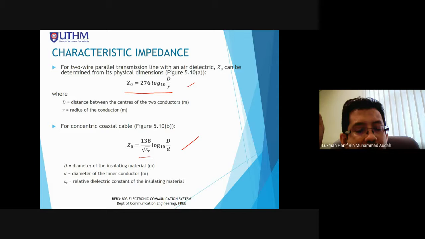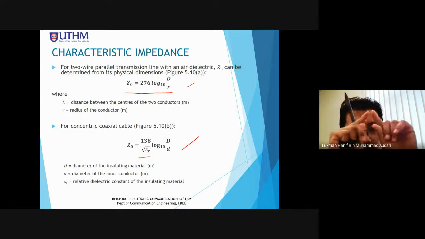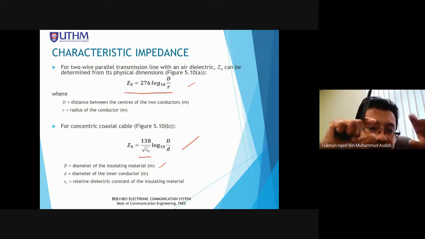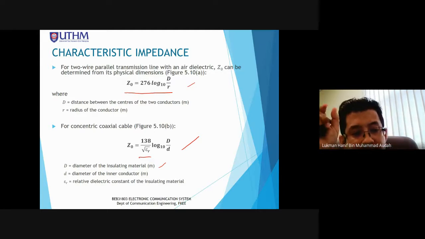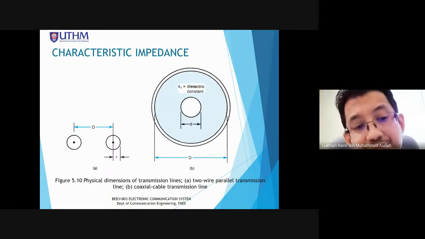138 divide with square root of epsilon R. Epsilon R is a dielectric constant. Dielectric constant adalah dia punya dielectric untuk insulator tu. Kemudian D over d. Capital D is the diameter of the insulating material keseluruhan, dan diameter of the inner conductor small d. Macam mana bentuknya kita akan lihat di sini.